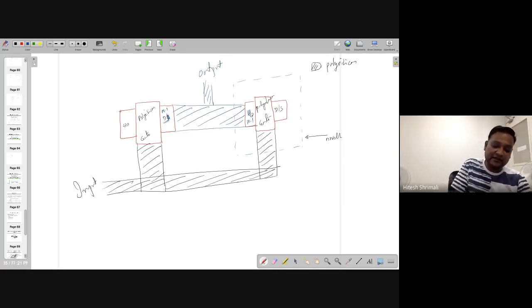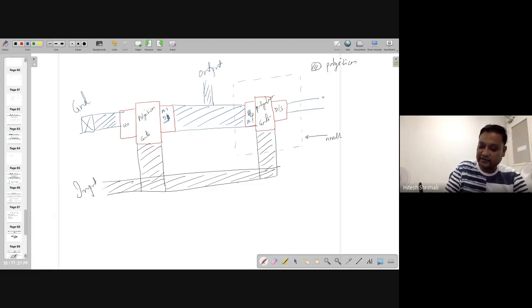Notably, this is connected to one more extra connection of the body, which is actually connected to ground, and this one is connected to VDD.